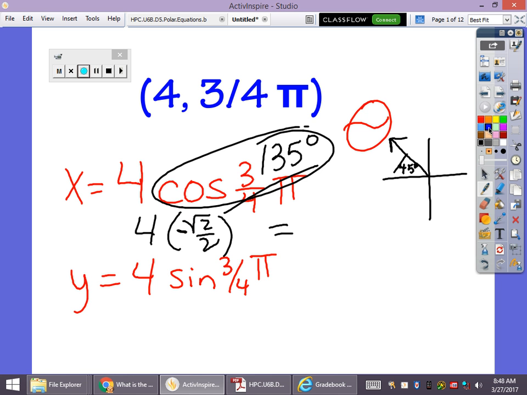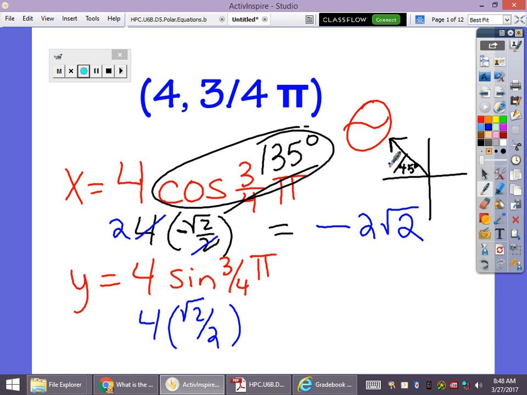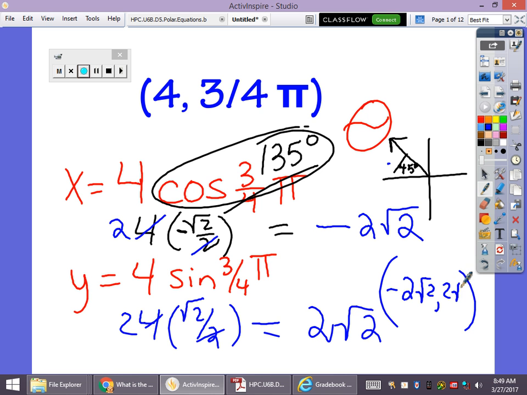Okay? Now, I can do this. You should have learned this from elementary school, that when I'm multiplying and dividing, I can cross simplify. So this becomes 2. That goes away. So I get negative 2 the square root of 2. Okay? What's this one going to be? 4 times positive square root of 2 over 2, because sine is positive in this quadrant. And that simplifies to 2 the square root of 2. So my final answer is negative 2 the square root of 2, comma 2 the square root of 2.